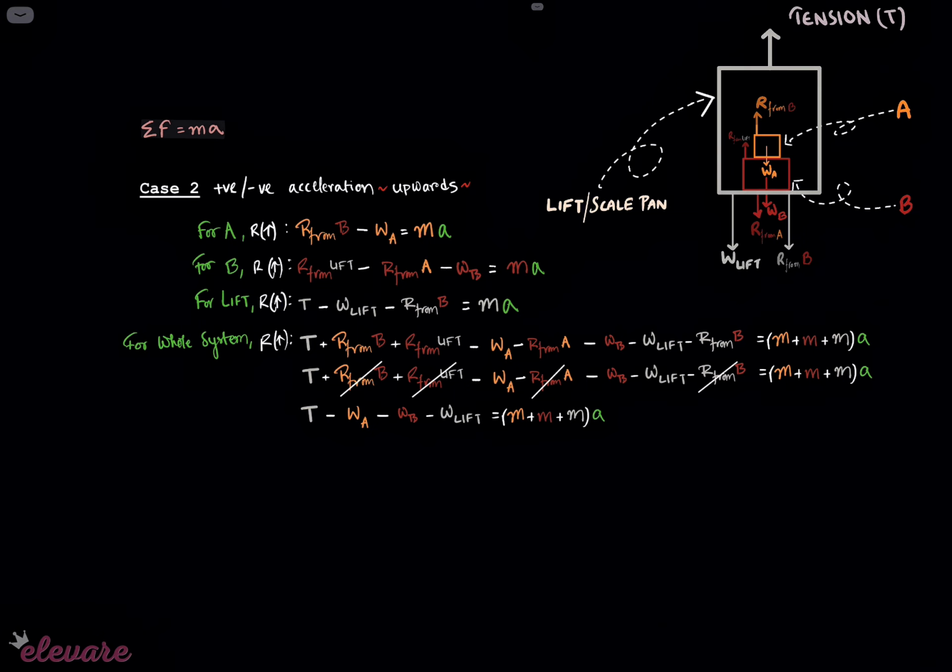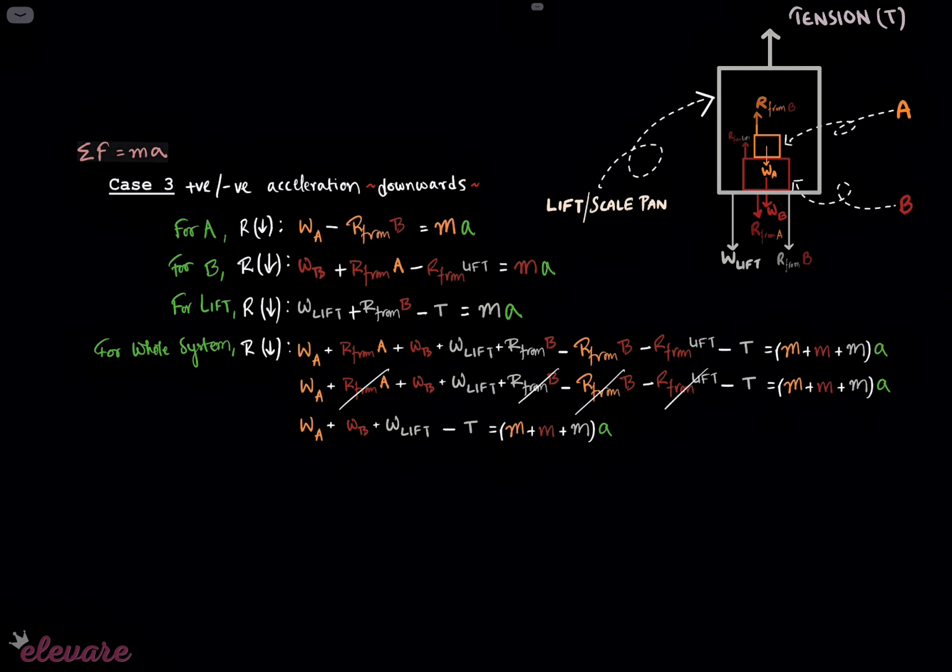Now we're going to move on to case 3, where we accelerate downwards. So now we're moving downwards. And keep in mind, we have positive and negative acceleration, as in just to show if you're decelerating or accelerating. It doesn't really matter because if it is decelerating, the acceleration would just come out negative. That's the only difference. So if you're moving downwards, of course, we're going to resolve downwards. We're going to take downwards as positive.